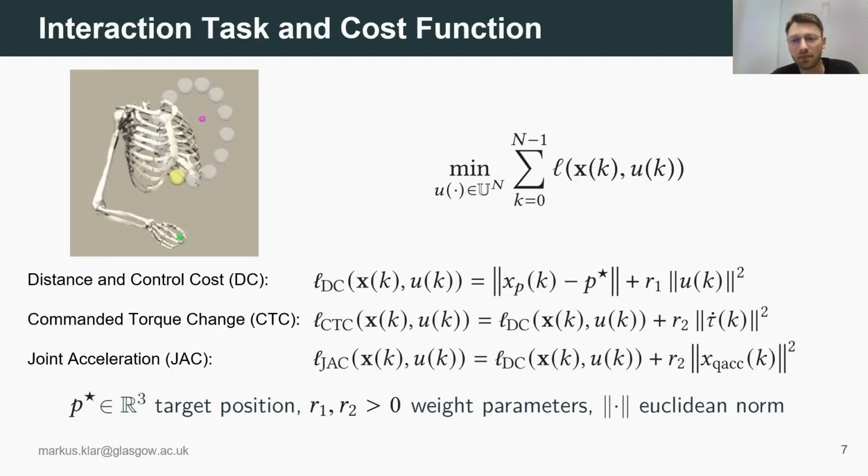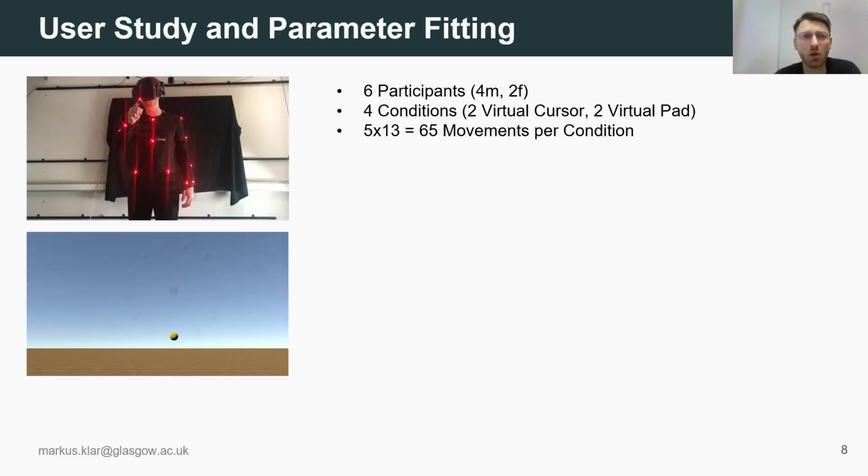Now, these cost functions all involve different cost weights that we need to design. And since our goal is to model human-like movements, we decided to run a small user study with 6 participants and to find some reference data. Now we have 4 conditions here, that is 2 different versions of a virtual cursor and 2 different versions of a virtual pad, and we conducted 65 movements per condition.